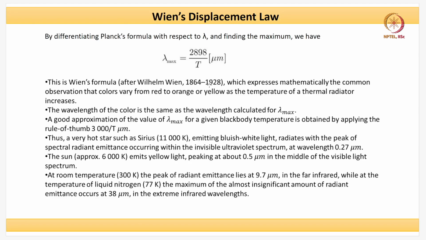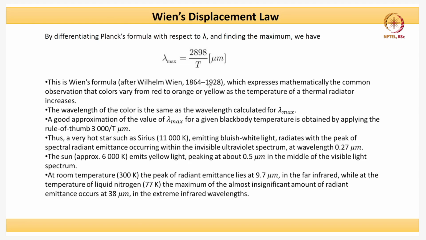So this is called the Wien's formula, which expresses mathematically the common observations that colors vary from red to orange or yellow as the temperature of the thermal radiator increases, because that is the wavelength that we see. This is the wavelength at which the maximum spectral radiance actually occurs. So the wavelength of the color is the same as the wavelength of lambda max. This you got by now. So that's why we see this change in color from red to orange to yellow.